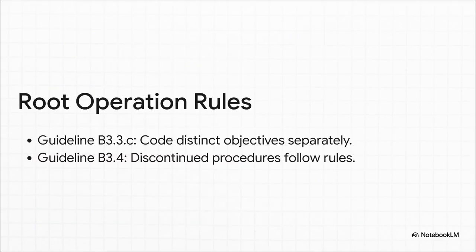As we know, surgery doesn't always go according to plan, and when clinical documentation reveals unexpected twists, these specific root operation rules are your guiding light. For example, under Guideline B 3.3.c, if a surgeon destroys the sigmoid lesion and then bypasses the sigmoid colon, those are distinct objectives on the exact same body part, meaning they must be coded separately. Or look at Guideline B 3.4. If a procedure is discontinued early before the main event even happens, you must code it to the root operation actually performed, which very often defaults to a simple inspection.